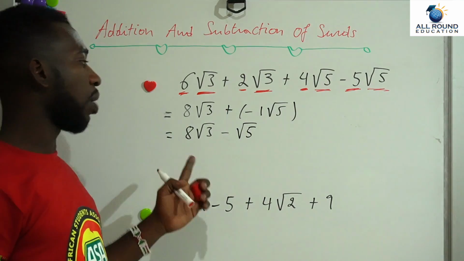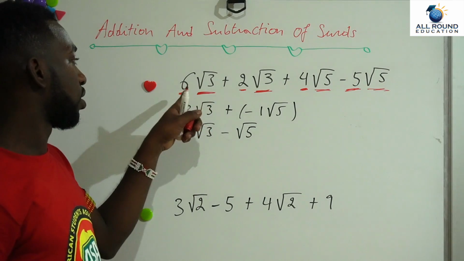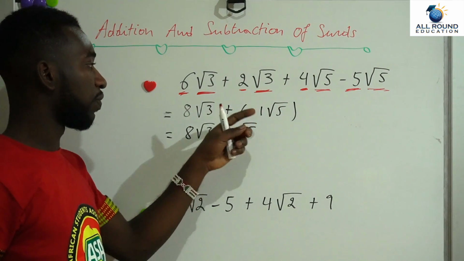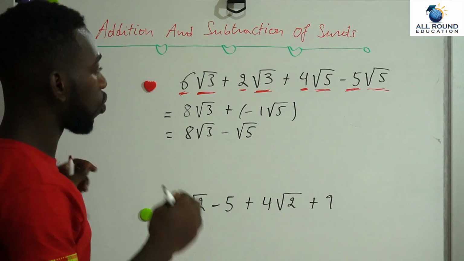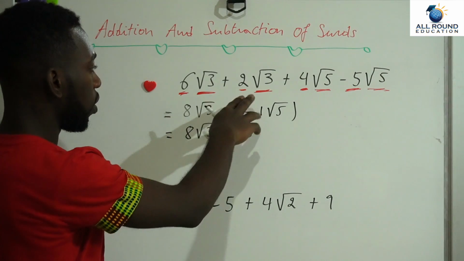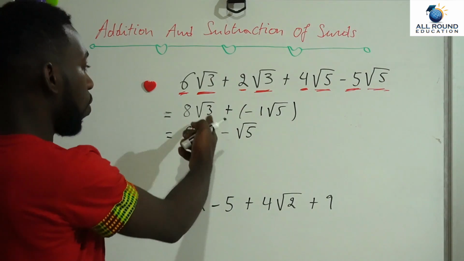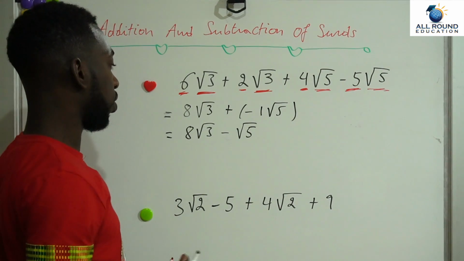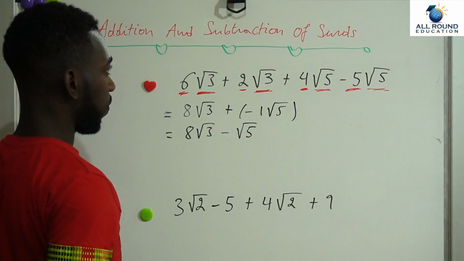I hope this example makes sense. Basically, what we did is write the surds in the simplest form. They were already written in the simplest form, so we didn't have much to do for that step. The second part was to collect the like surds, and after that, you add or subtract them. That's what we did, and we end up with 8 square root of 3 minus square root of 5. So let's have a look at the second example.